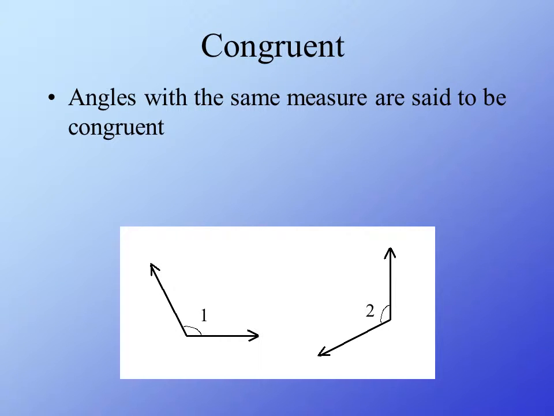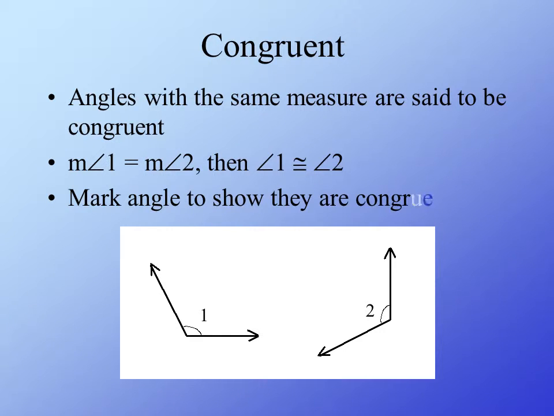Angles with the same measure are said to be congruent. So just like we have congruent segments, we can have congruent angles. If the measurement of angle 1 equals the measurement of angle 2, then angle 1 is congruent to angle 2. And remember that we already talked about this congruent symbol, which is an equal sign with the little tilde on top. You mark angles to show they are congruent by kind of using this little semicircle on each of the angles.